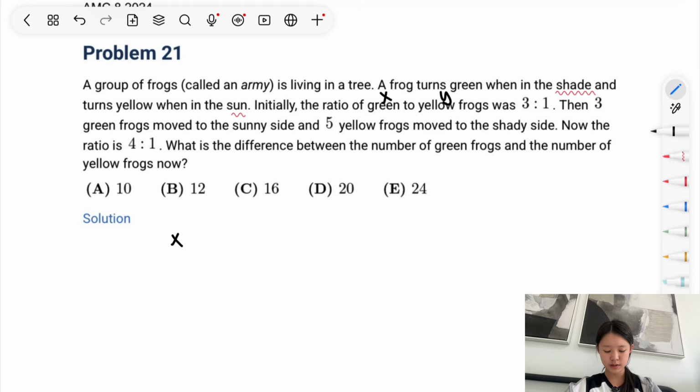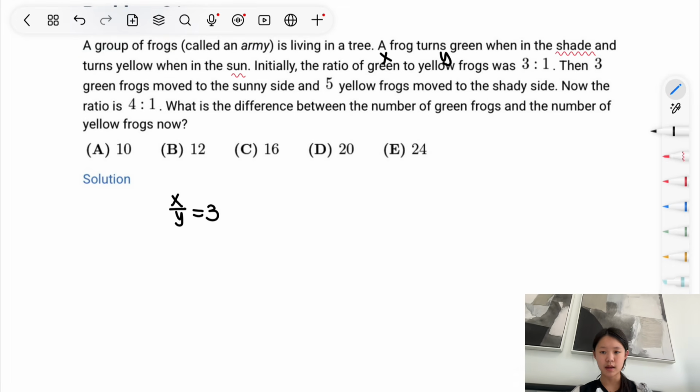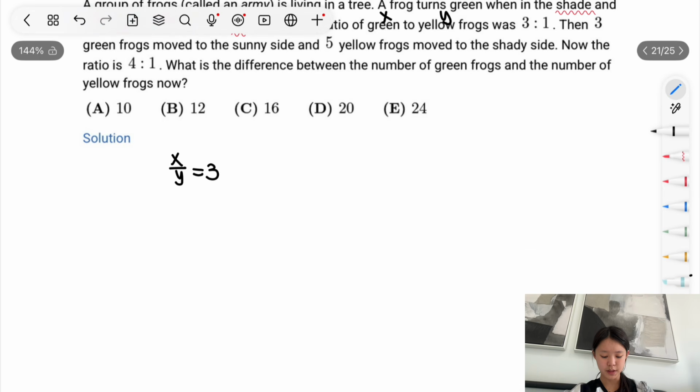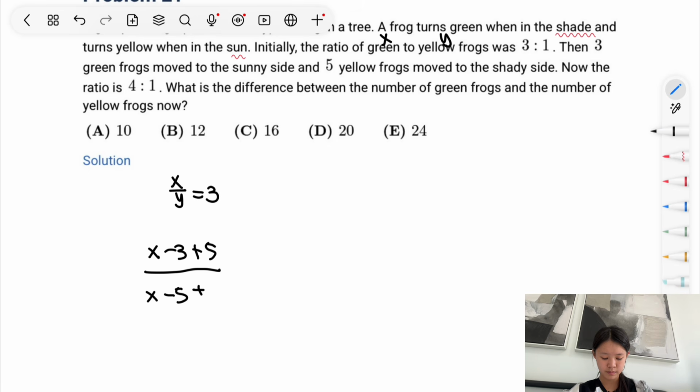So we can write first x to y was originally 3. Okay, so now to compare the shady side and the sunny side. Originally the shady side had x frogs, and then 3 frogs moved to the sunny side, but they gained 5 frogs to the shady side. And then the opposite for this side. So you get x plus 2 over y minus 2 equals 4.